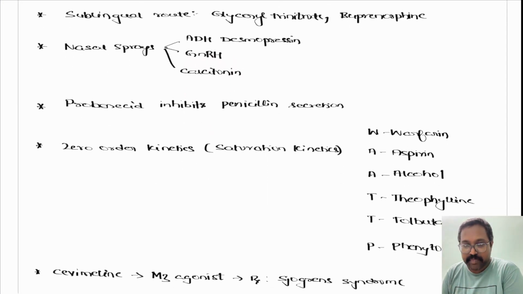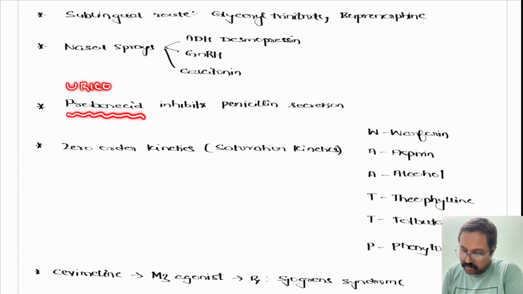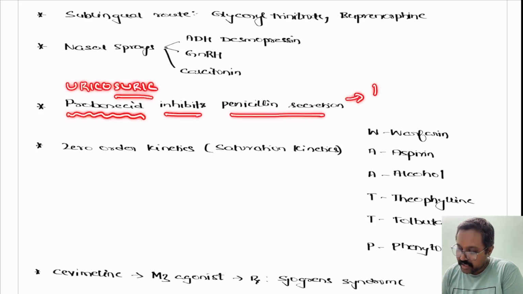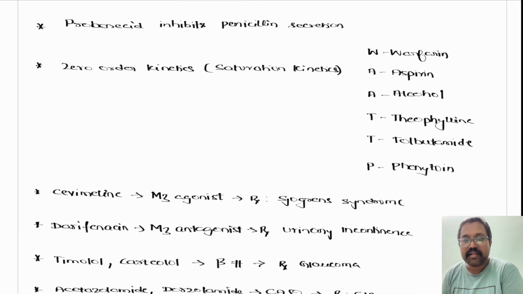What is the relationship between probenecid and penicillin? Probenecid is a uricosuric agent. That means it increases the excretion of uric acid. But probenecid will compete with the penicillin and inhibit the penicillin secretion. Thereby, it increases the penicillin action or effectiveness.